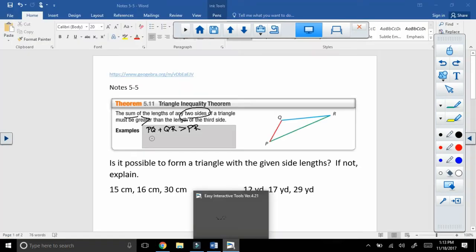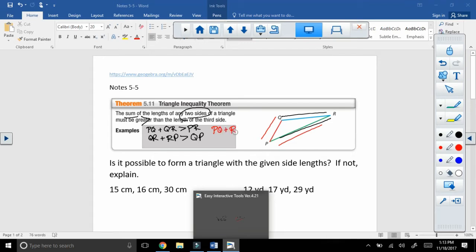And then I can do the same thing with these other sides. I can say that these two, so QR plus RP, have to be greater than the third side. And then the last two would be these ones here.